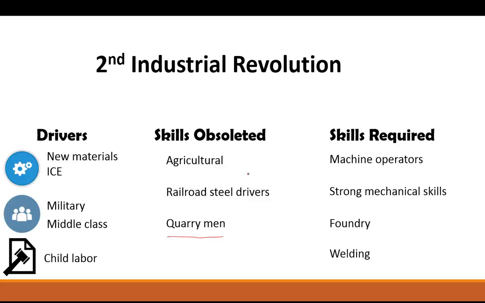A lot of machine tools were developed and a lot of them helped out in mass production. People with strong mechanical skills became a lot more valuable in the second industrial revolution, as well as because of all the industrialization and the ability to create more with less, things such as foundries and welding technologies became a lot more prevalent because of the second industrial revolution.